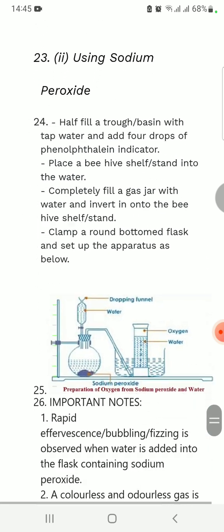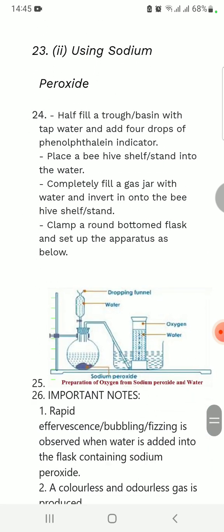Our second point is the use of sodium peroxide. Here, the diagram is similar to the above, but the difference is that we have sodium peroxide instead of manganese(IV) oxide. In the dropping funnel, we have water instead of hydrogen peroxide. I hope you are noting the difference. Then the rest is similar.